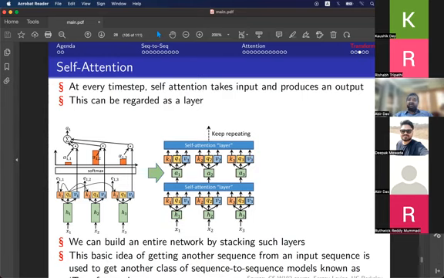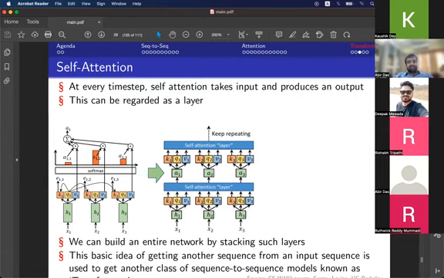I have another question from Rishabh. I just want to clarify that when we are calculating K1 and K2 from H1 and H2, the weights are the same. Yes, yes, the weights are shared.